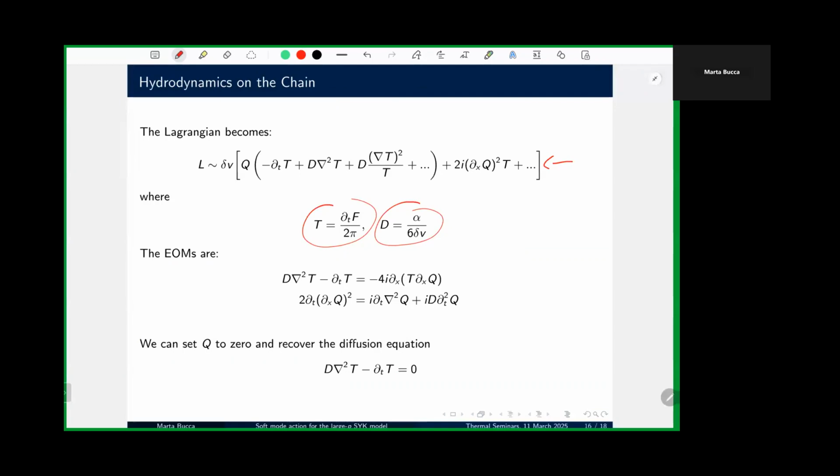So from here, you can write down your equations of motion and you find the following set. The second equation of motion in particular is consistent with just setting Q to 0. And if you do that, you find that the first equation simply becomes the diffusion equation. So you can interpret Q as noise and set it to 0, and then you recover the diffusion equation for the temperature.